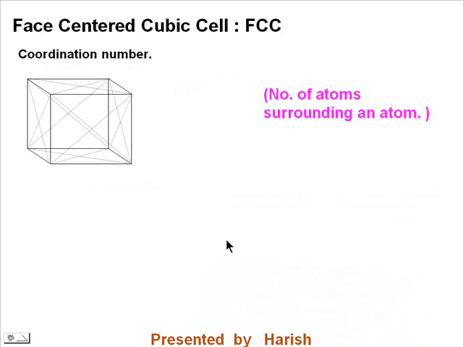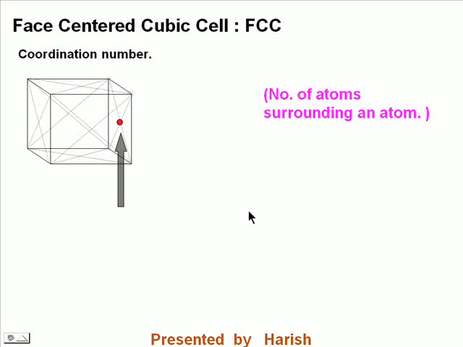We should be able to notice that. We should be able to understand and appreciate that these spheres at the centers of the adjacent faces are touching each other. Let's get back to this coordination number. Coordination number is the number of atoms surrounding an atom. So let me select one particular atom here. I have a red atom which is at the center of this particular face.